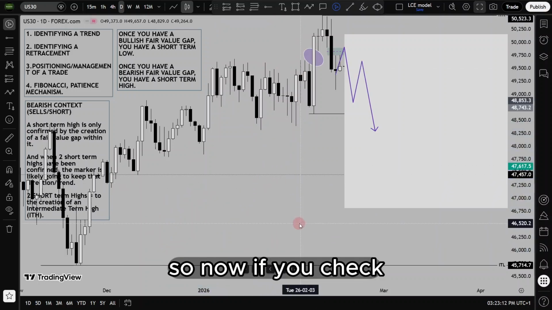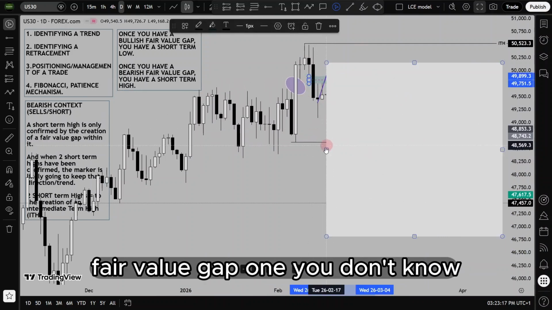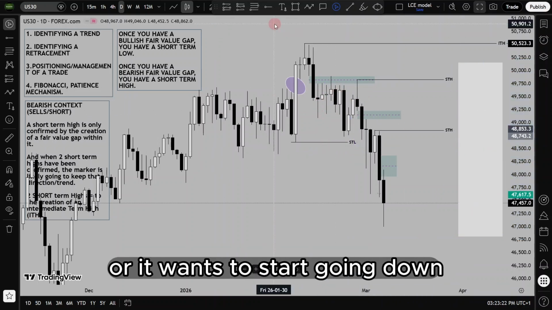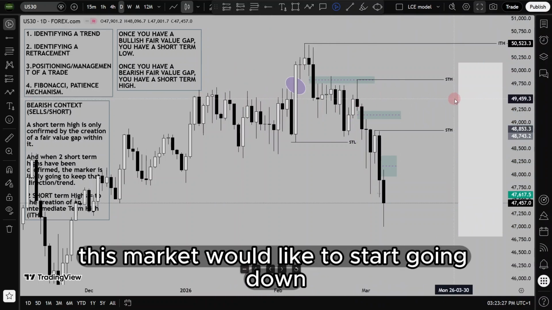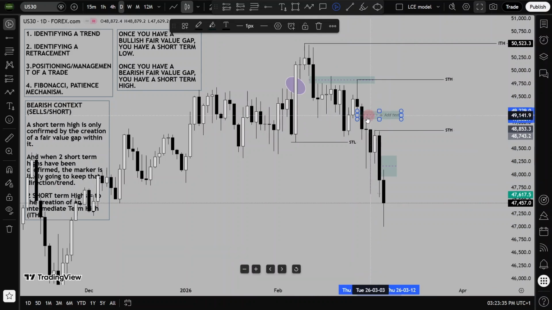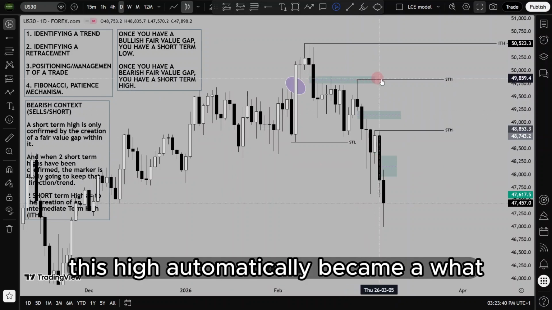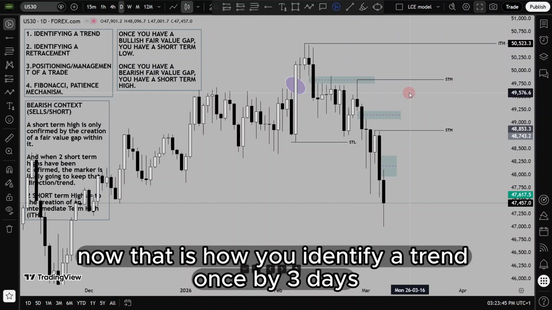So now if you check, since price created this bearish fair value gap, you don't know whether it wants to continue up or start going down. But when is it confirmed that this market would like to start going down? It was when price created this fair value gap over here. You can see it. And as it created this fair value gap, this high automatically became a short term high. That is how you identify a trend.